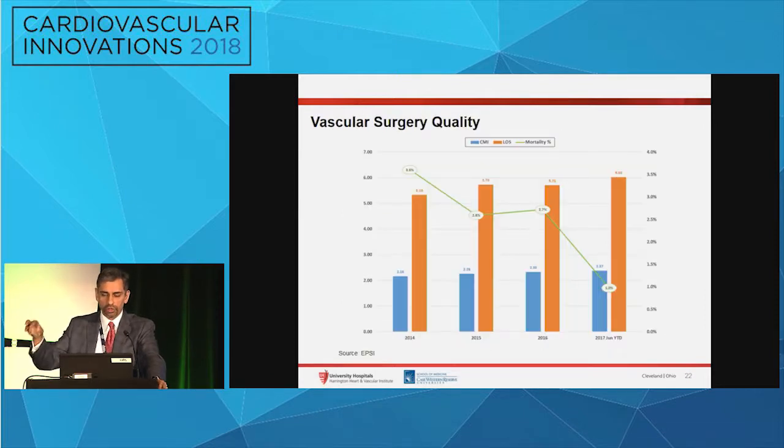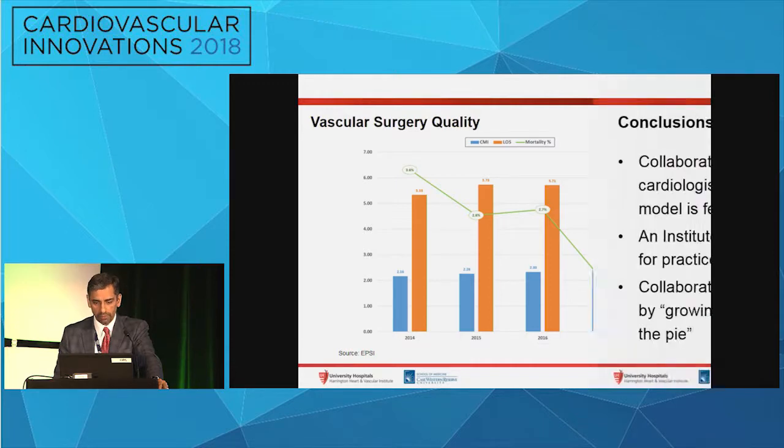And lastly, if you just look at vascular surgery, having partners that are very attuned to risk factor modification working with us, we now have increasing case mix index, sicker patients, which is in blue, but a mortality rate down to 1%, which rivals some of the best programs in America.